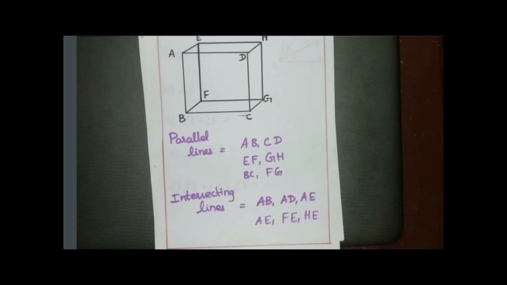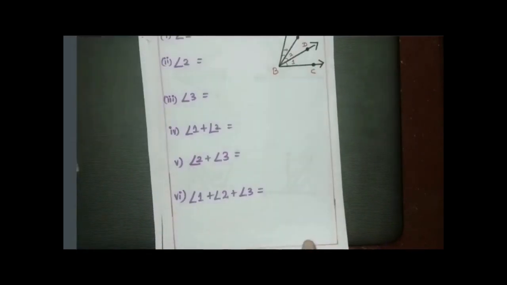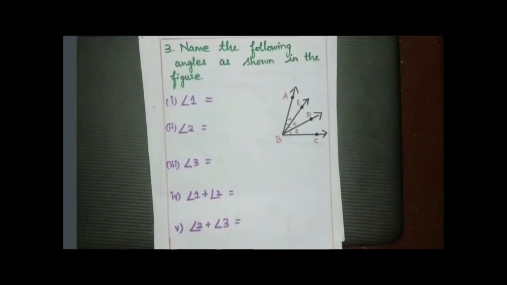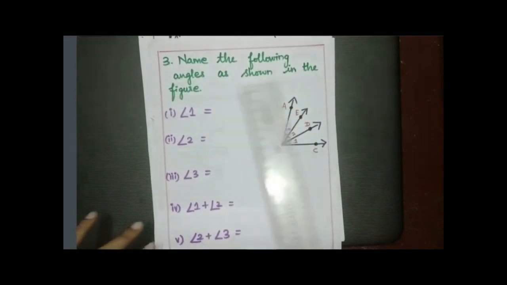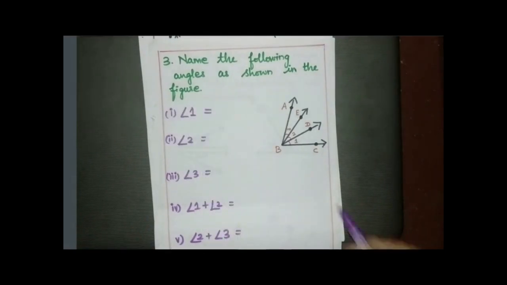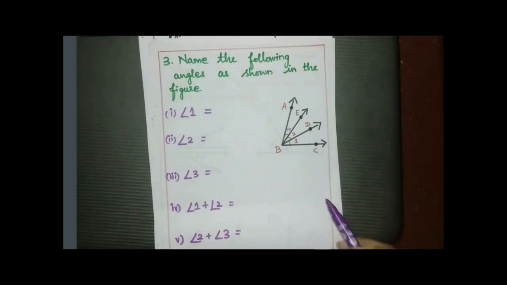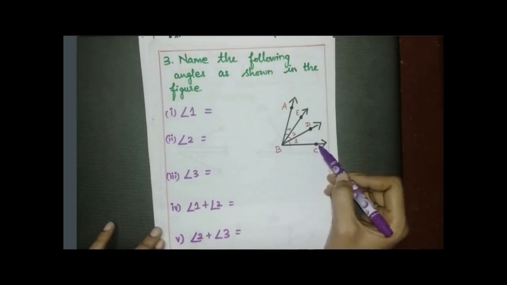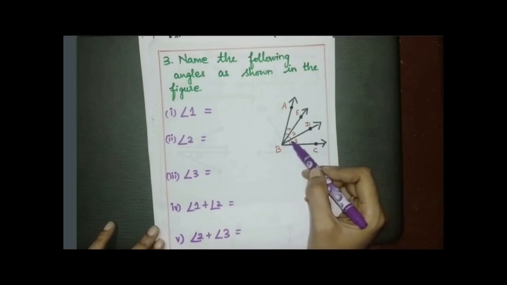Similarly, write the other pairs. Next problem, problem number 3. Name the following angles as shown in the figure. You have to name the angles. Here, you can name the angle in 2 ways, either DBC or CBD. The angle must be in the middle.